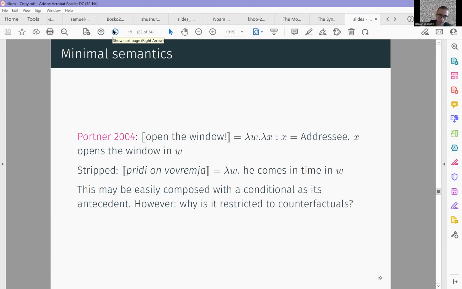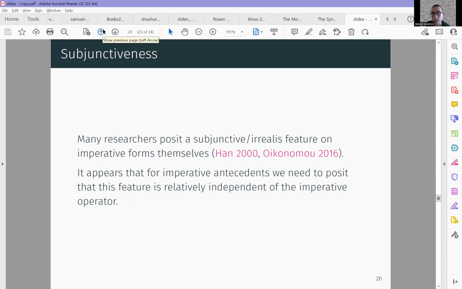And well, many researchers have posited something like a subjunctive feature or an irrealist feature on imperative forms themselves, somewhere in the syntax. So, for example, Han, Thousand, and Economou 2016. I'm apologizing for mispronouncing some names. Those researchers have argued that imperative doesn't only consist of some imperative operator, a modal maybe, but it also has a subjunctive or irrealist feature, which explains some distributional phenomena that make imperatives close to subjunctives, root infinitives, and so on.